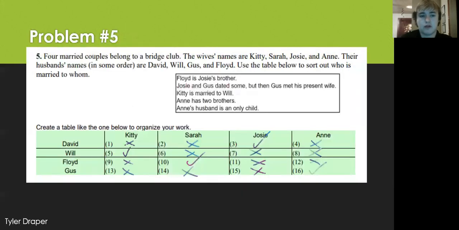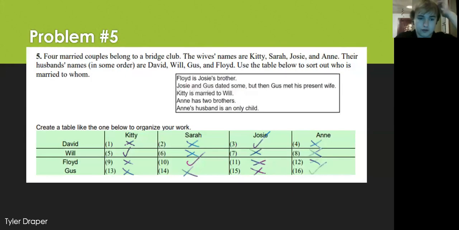All right, and that was all of those for number 4. Now, number 5. Let's see here. Okay, so 4 married couples belong to a bridge club. The wives' names are Kitty, Sarah, Josie, and Ann. Their husbands' names, in some order, are David, Will, Gus, and Floyd. Use the table below to sort out who is married to whom.